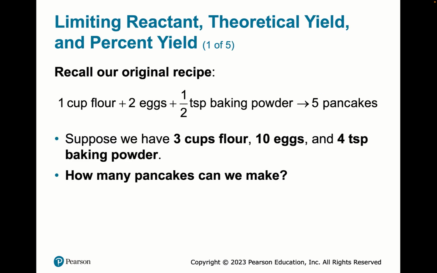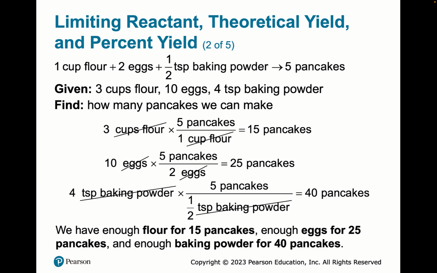So now let's go on and talk about limiting reagents, theoretical yield, and percent yield. Remember the pancake reaction equation? Let's say that we have 3 cups of flour, 10 eggs, and 4 teaspoons of baking powder. How many pancakes can we make? The idea is that we're limited by something, so we need to look and see which one of these we are limited by.